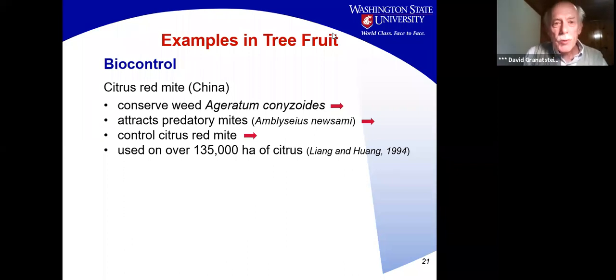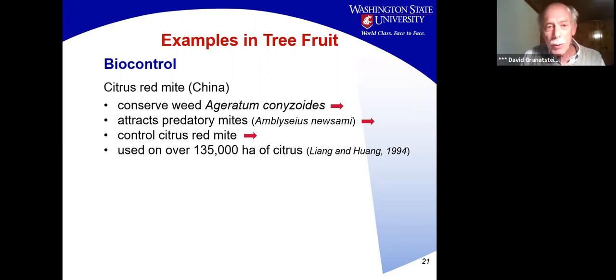So let's move to some specific examples from tree fruit. Probably one of the best examples in terms of agroecology, this idea of working with ecosystems, understanding the ecology of pests and the crop and how they're interacting and designing things. Biocontrol. There's been a huge amount of work and a lot of successes in biocontrol in fruits worldwide.